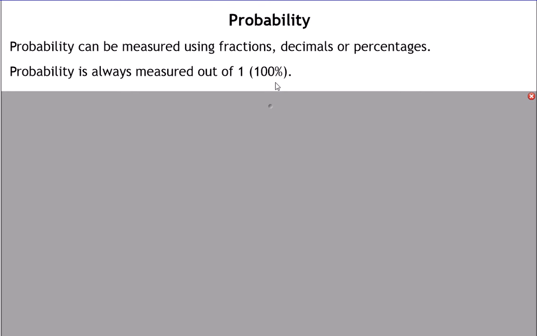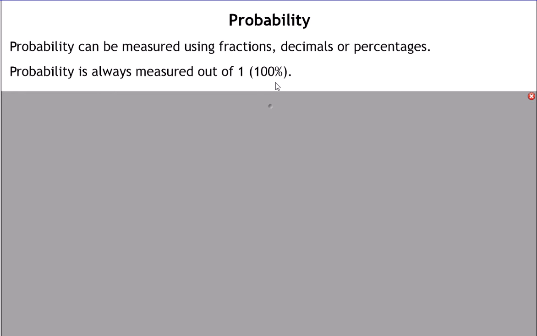And we'll start with the two basic rules here. Probability can be measured using fractions, decimals, or percentages. And I know that lots of you don't like working with fractions, but a lot of the time it really is the easiest way of doing probability. Okay, and probability is always measured out of 1.